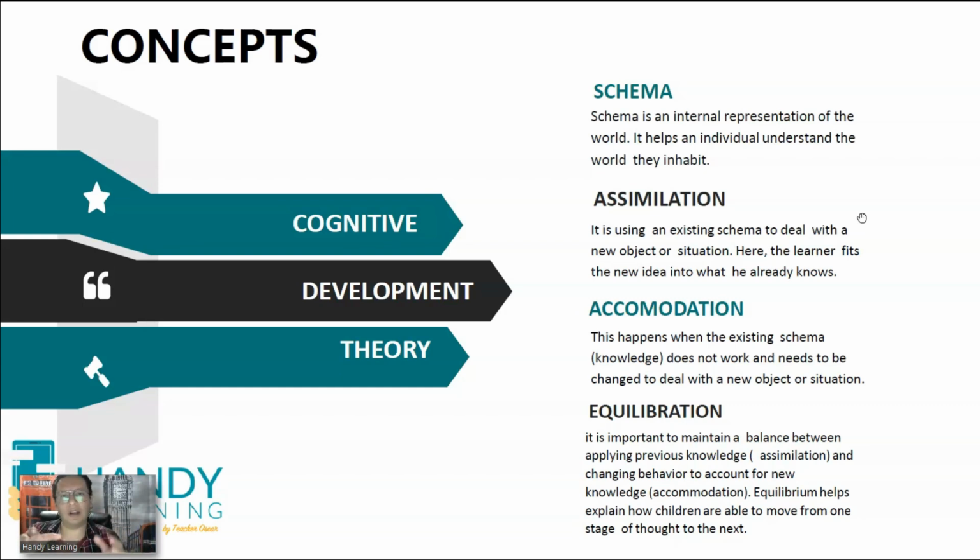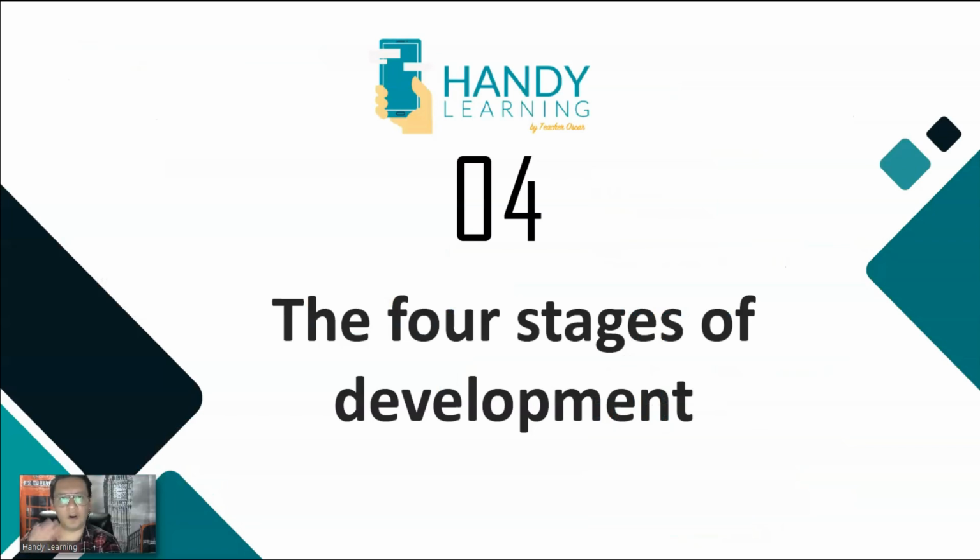So we have an equilibrium as we are growing. We have an equilibrium of information in our brain that is constantly growing, and that is going to allow us to go on to the next cognitive stage, which, by the way, is our next slide. We have the 4 stages of cognitive development.